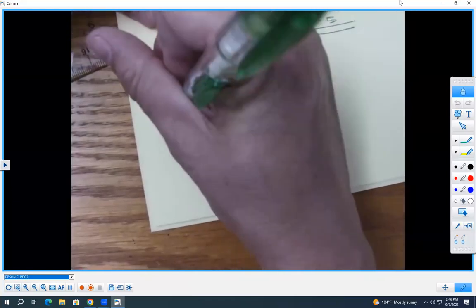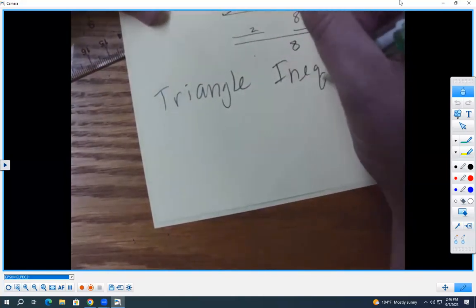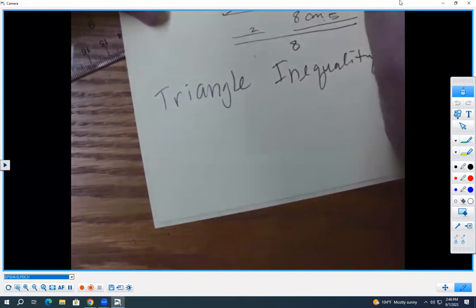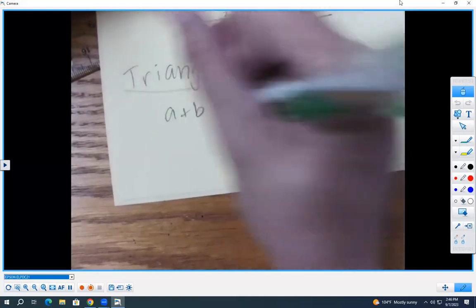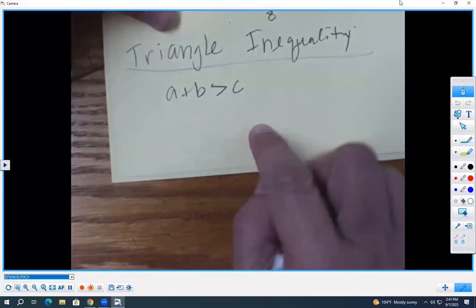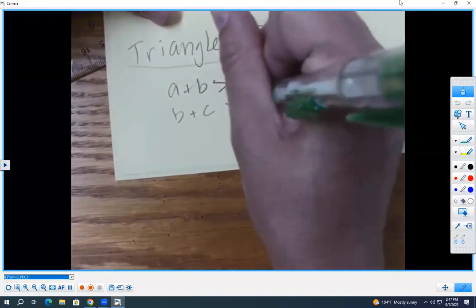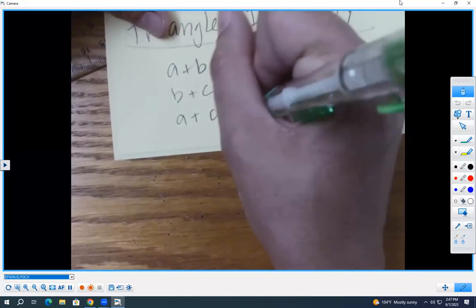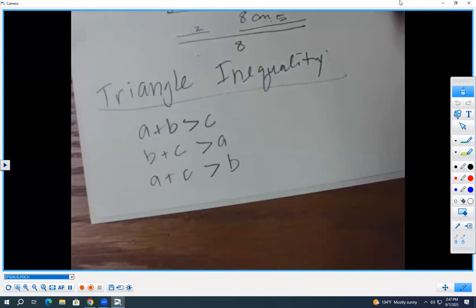Okay, so this is called the triangle inequality. You probably learned this at some point in your life, but it probably didn't mean anything to you at the time, if you don't remember it now. The sum of 2 legs has to be greater than the other leg. And every combination of this, so A plus B has to be greater than C, B plus C has to be greater than A, and A plus C has to be greater than B. The triangle inequality.